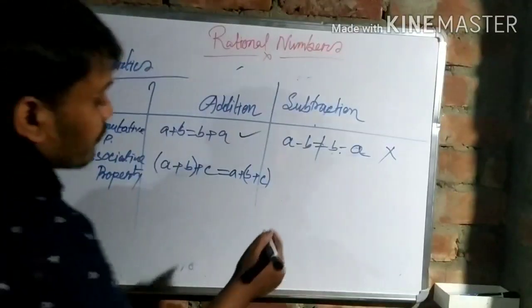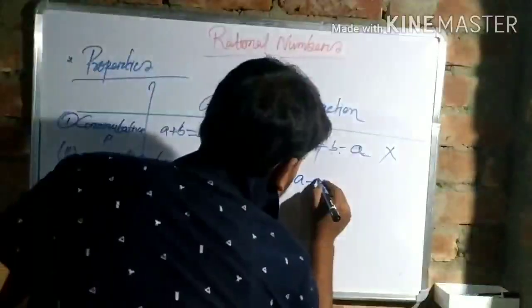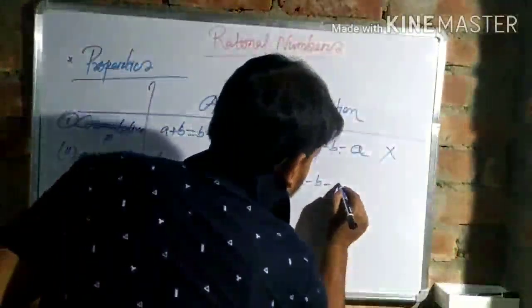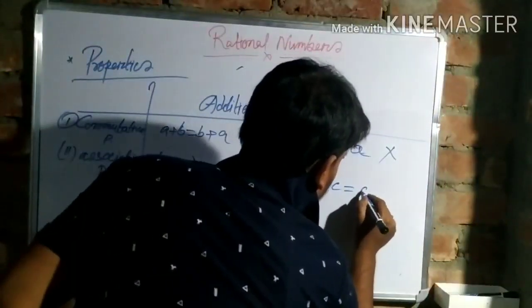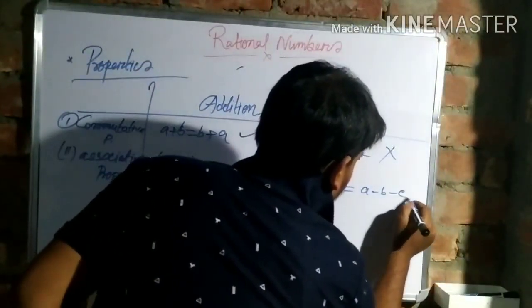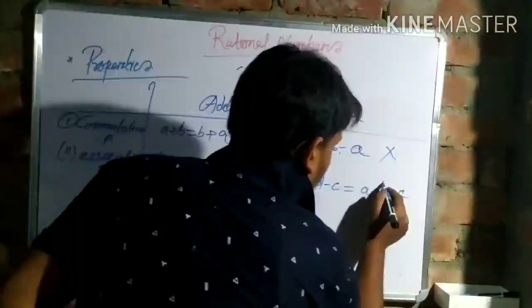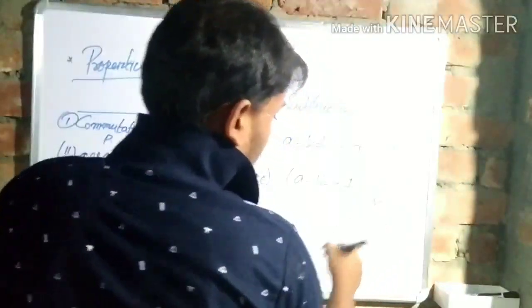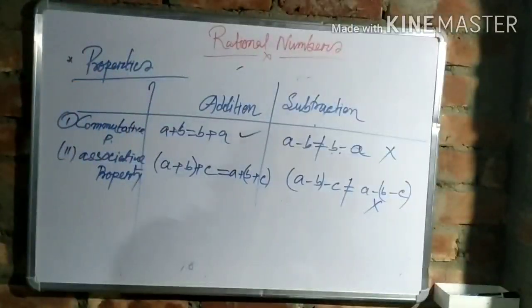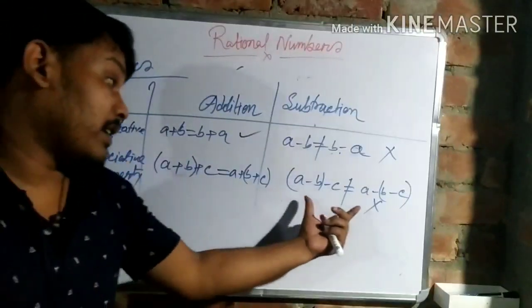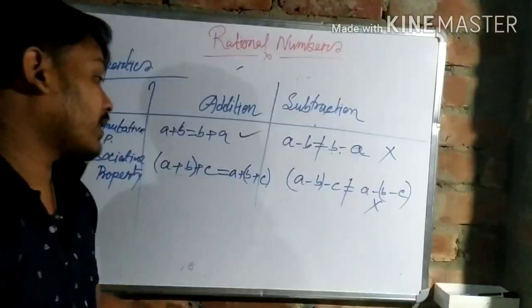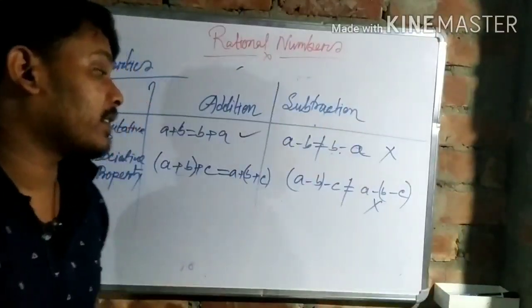But in case of subtraction, is it equal? (A minus B) minus C, A minus (B minus C), is it equal? No, it is not equal. So not equal. So associative property also does not hold on rational numbers with respect to subtraction.